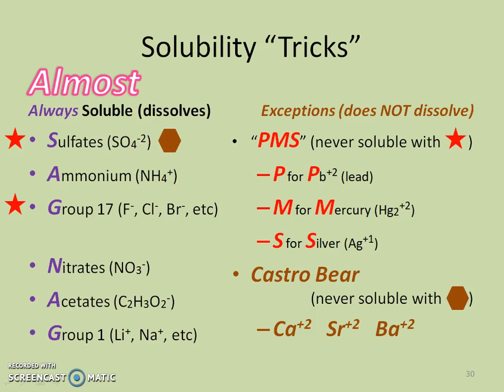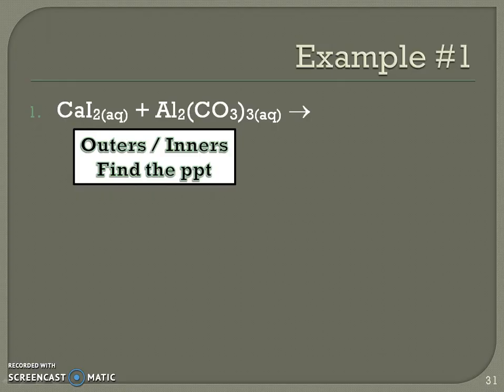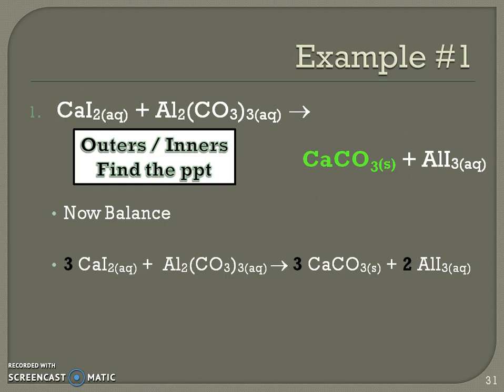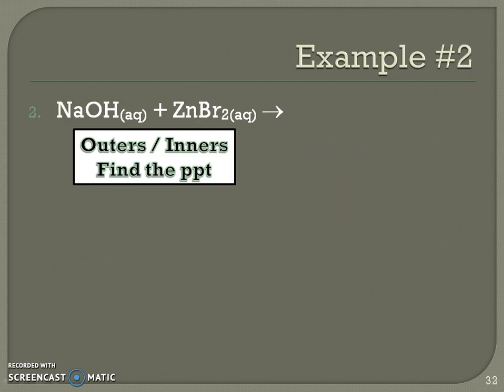So again, we'll talk about this. You'll do some practice problems, and hopefully you'll catch on to what these tricks really mean. So here's example 1. All we're doing right now is your outers and inners, forming your new compounds, and seeing if you can use either the chart in your book, the general guidelines that I just gave you, or those solubility tricks, and finding that precipitate. Should have gotten that. Now balance. Should have gotten that. And again, if you are having trouble, we have a couple more examples here to figure that out, or you could also see me in class when we're doing our book work.